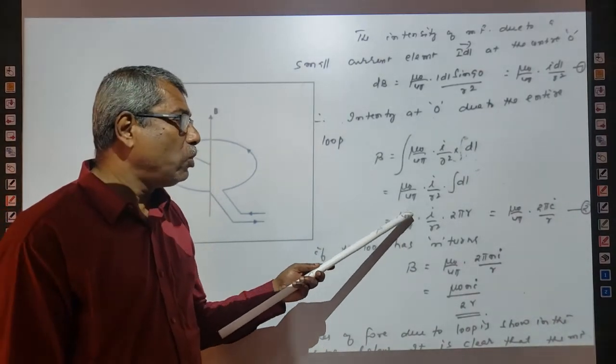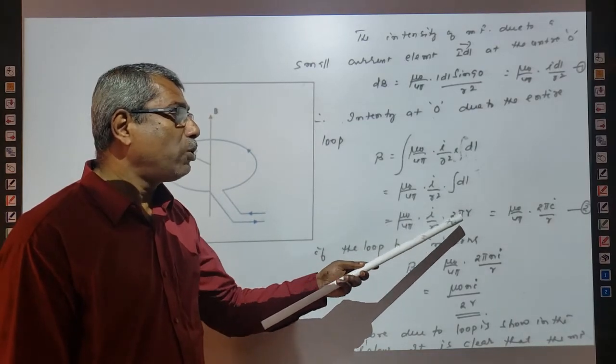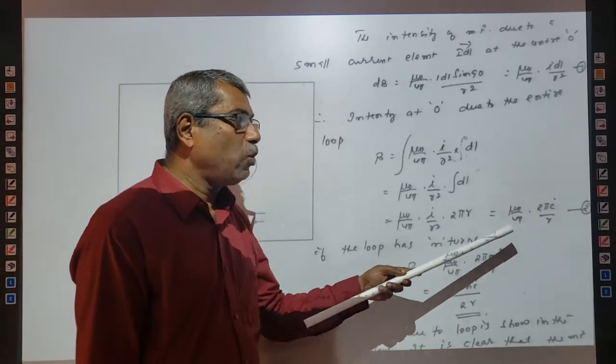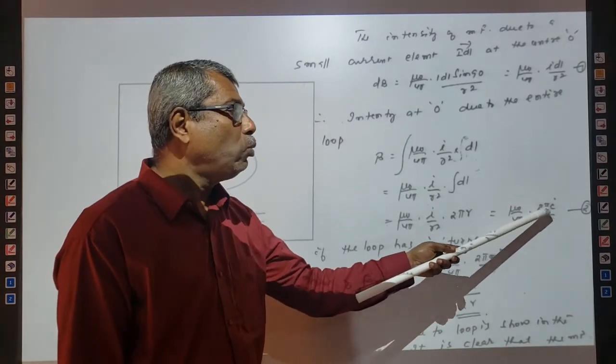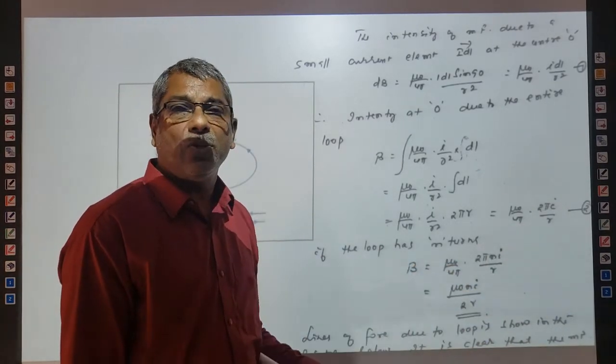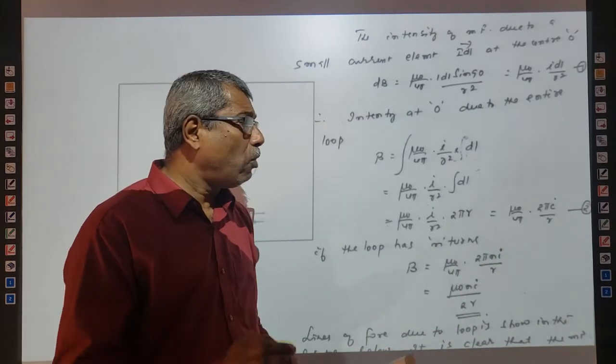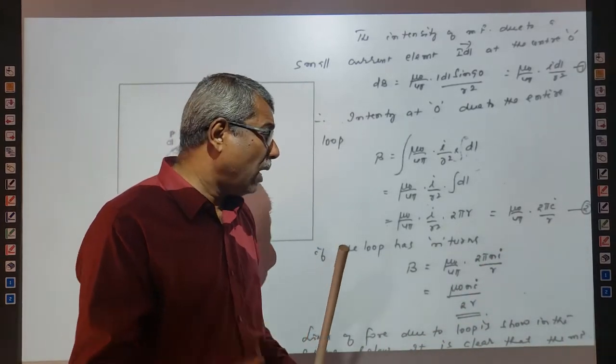Therefore, this is given by mu0 by 4 pi into I by r square into 2 pi r. Am I correct? The r cancels, and you will get mu0 by 4 pi into 2 pi I by r. So this is a very famous relation. You will learn it like this only: mu 0 by 4 pi into 2 pi I by r.